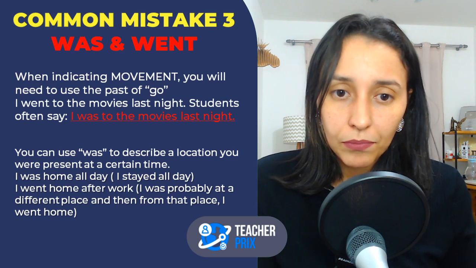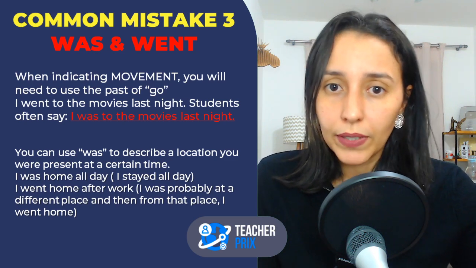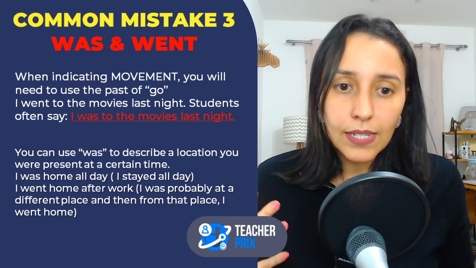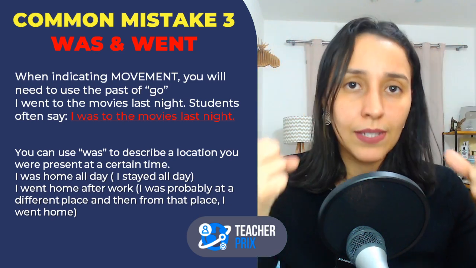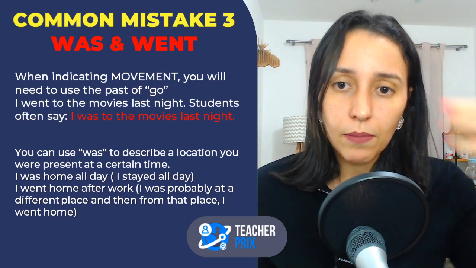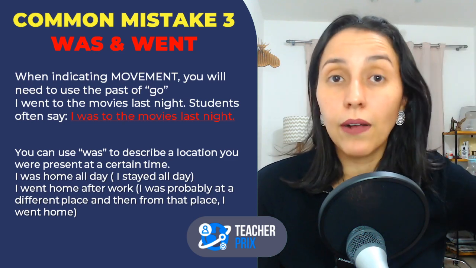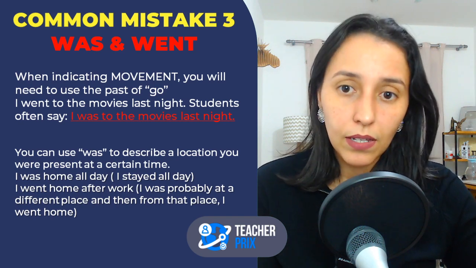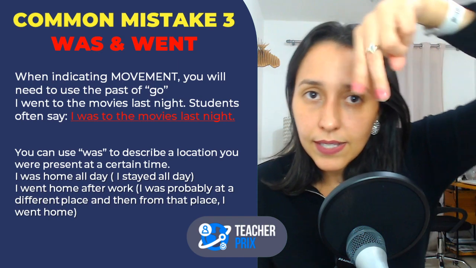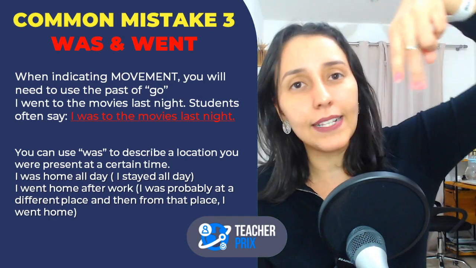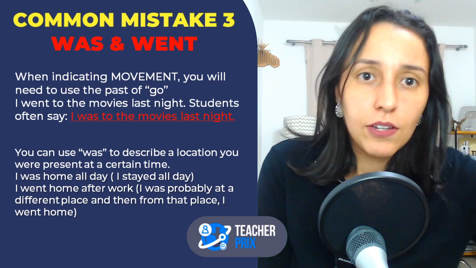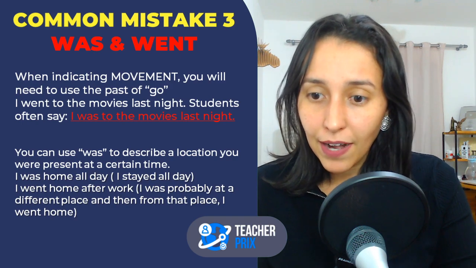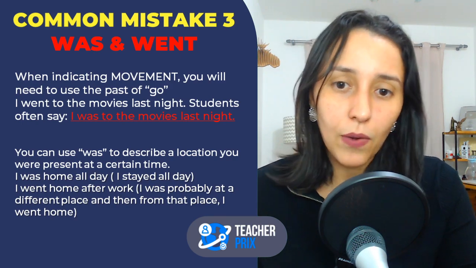So as I was saying, I was to the movies? No, okay? I went to the movies. If you want to use was, I am just indicating the place where I was present at a certain time. For example, I was at my parents' house last weekend. I'm indicating the place where I was present, not that I went. If I want to indicate this, imagine these are my legs. I went to my parents' house last weekend. Okay? So that is, I went to see my parents. Awesome. Very good.